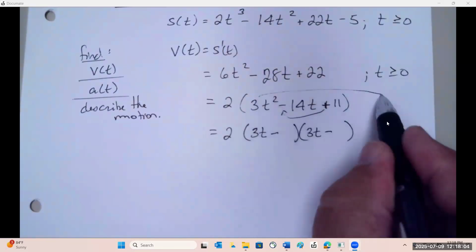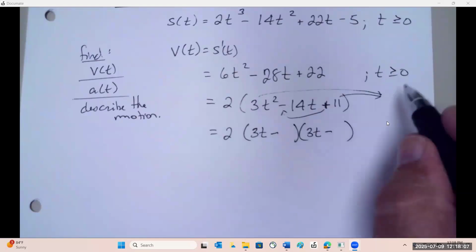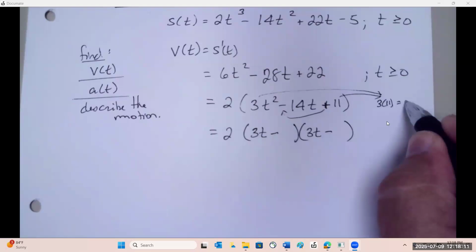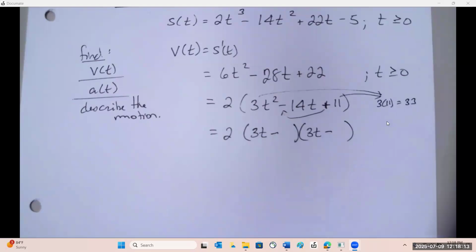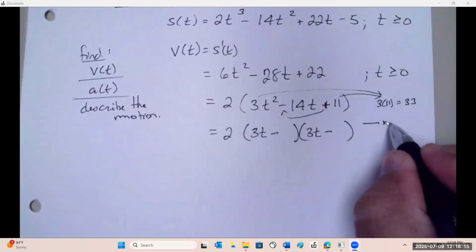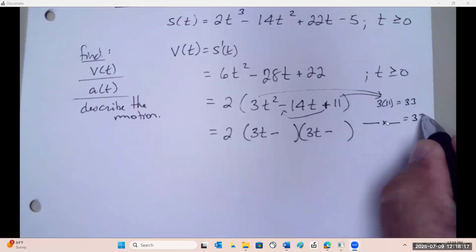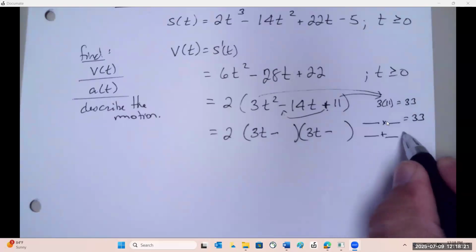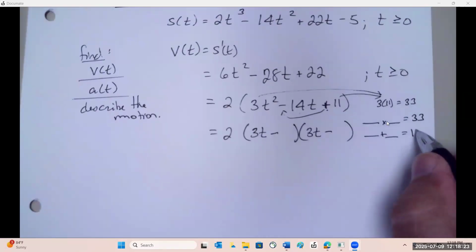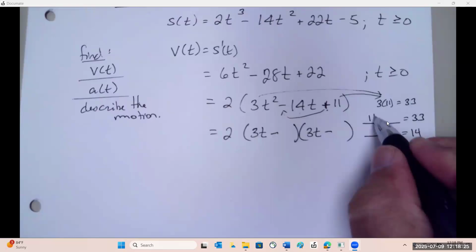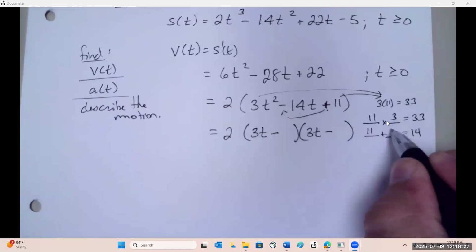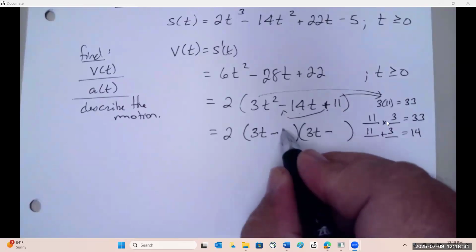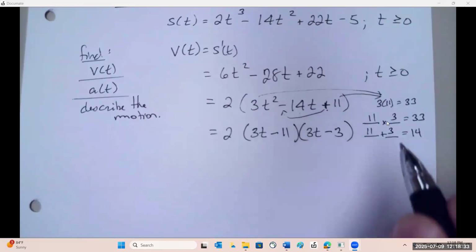Take the A and C terms and multiply them. 3 times 11 is 33. Give me two numbers that when I multiply equal 33, and when I add them, I get 14. 11 and 3. Since they're both the same signs, it doesn't matter where I put them.